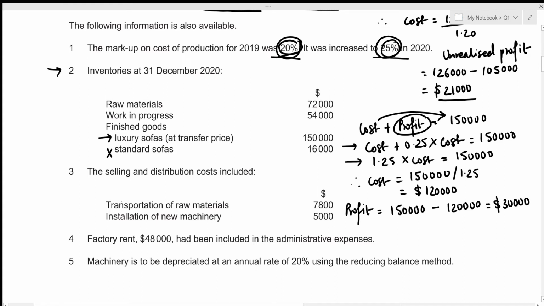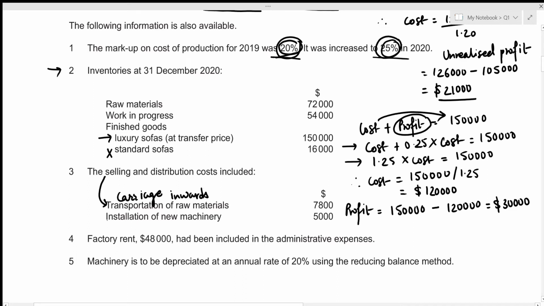Then for the third piece of information, we are given that the selling and distribution cost included transportation of raw materials. This should not have been included in selling and distribution cost because this is basically carriage inwards associated with raw materials. And this should have been included in our manufacturing account.